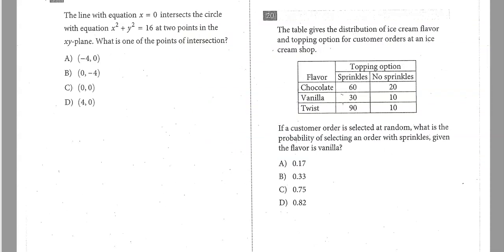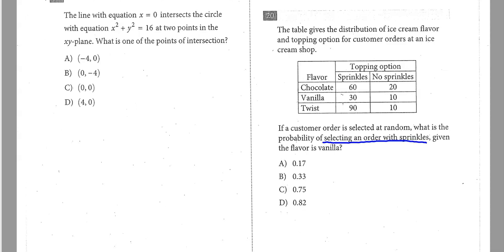Number 20, pretty common question. Almost every single SAT has one of these probability two-way table questions. We hit these pretty hard. So we have some ice cream flavors and sprinkles, no sprinkles. If a customer order is selected at random, what is the probability of selecting an order with sprinkles?